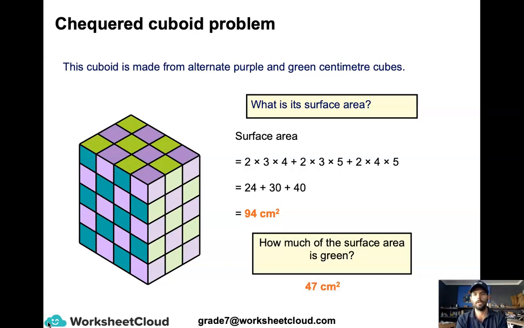So all we therefore need to do is divide 94 centimeters squared by 2, and the green surface area will be 47 centimeters squared, and the purple surface area will be 47 centimeters squared. If you add 47 and 47, you get 94 centimeters squared. So it's exactly half.